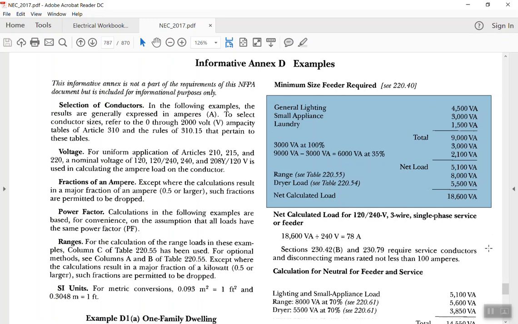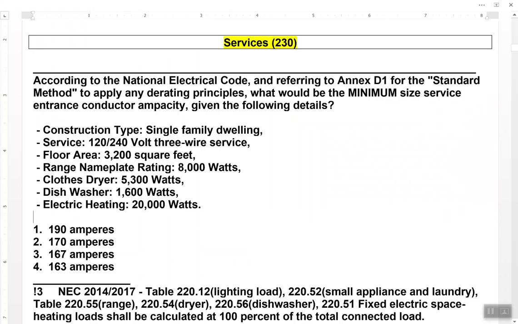Okay, so let's go ahead and solve the question we have on the board. Now, the question we have on the board, it's a full calculation. It actually constitutes quite a bit of work. So like I said, this will probably take me 10 or 15 minutes to solve, and it's going to take a little bit of paper. So let's be patient here. According to National Electrical Code, and referring to Annex D1 for the standard method to apply any derating principles, what would be the minimum size service entrance conductor and capacity given the following details?